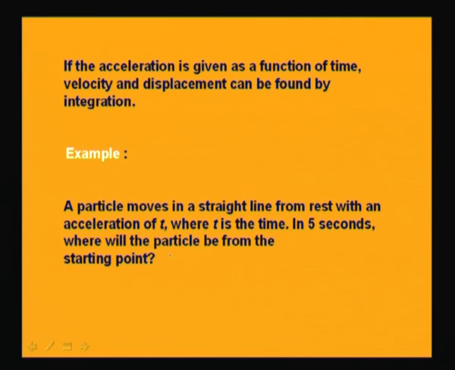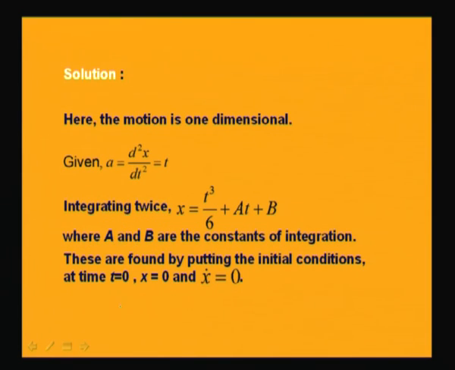Now, an example. Suppose a particle moves in a straight line from rest with an acceleration of t, where t is the time. In 5 seconds, where will the particle be from the starting point? If this is the problem, then we can solve it like this. Here the motion is one dimensional, so we can do away with the vectors. In one dimension, only algebraic quantities are good enough. x can be positive or negative, and we need not give any directions. So, given a is equal to d square x by dt square, which is basically the x component of the vector, or if the motion is one dimensional, then the acceleration itself, that has been given as time t.